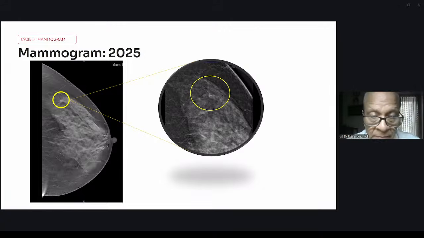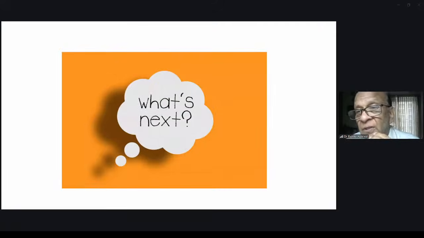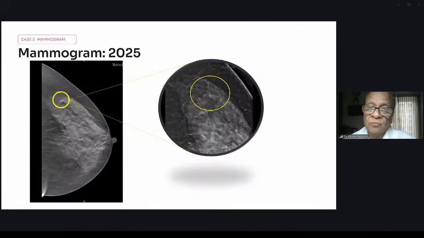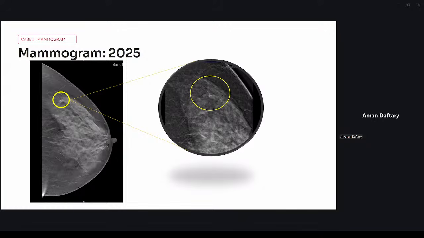Also, in this we have tomomammogram, so we are able to detect these small lesions better than 2D. I think in this case with this type of calcifications, you don't need an MRI. It's a new group of heterogeneous calcifications. You have to biopsy it for DCIS. You don't need to wait for the MRI.